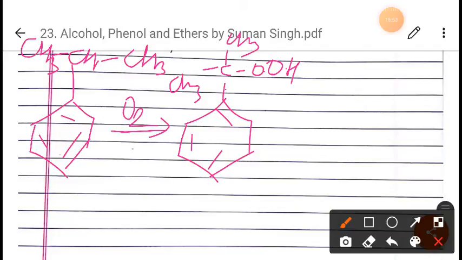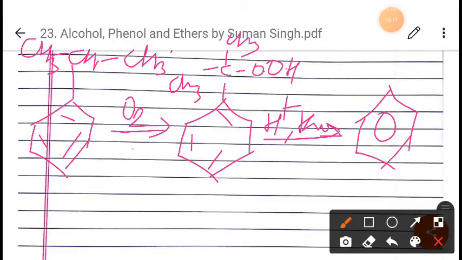Now we will treat it in presence of H plus or H2O, and it will give phenol, which is OH, and the byproduct will be acetone, which can be written like this. Acetone will be the byproduct here.